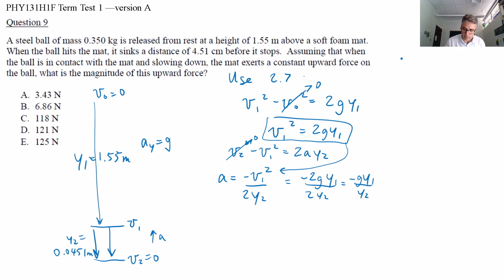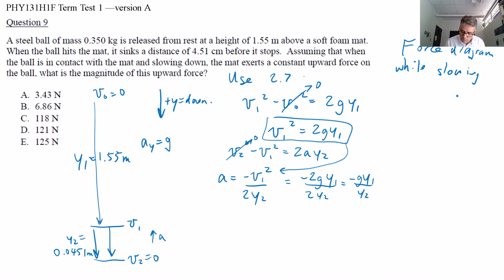Now we're asked about the force. So the force diagram, while slowing down, and I think what I've done here is I've defined plus y is down, by the way.